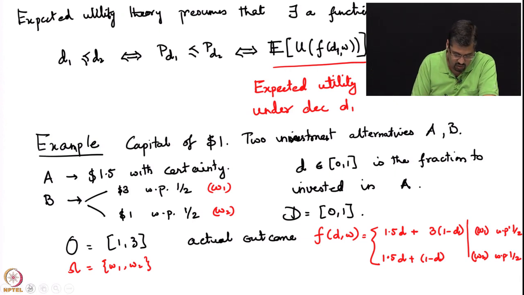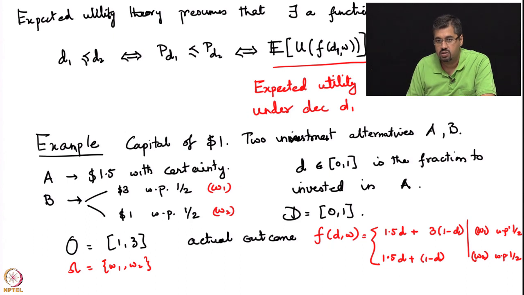Okay. So this is therefore the actual outcome that will get realized. So obviously this is a function of both the state of nature as well as the decision or the fraction that you are going to invest. Okay. So let's just look at a few numbers, how this behaves.